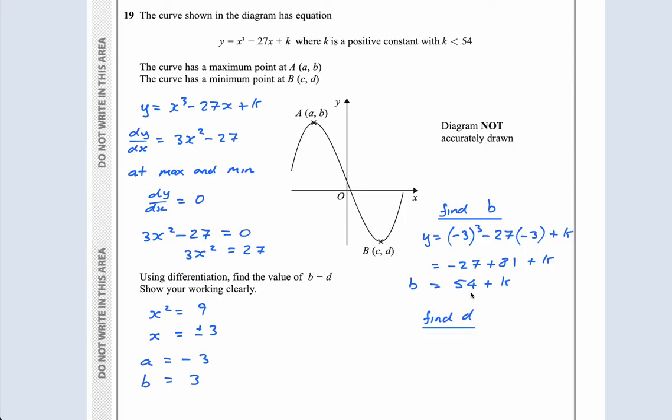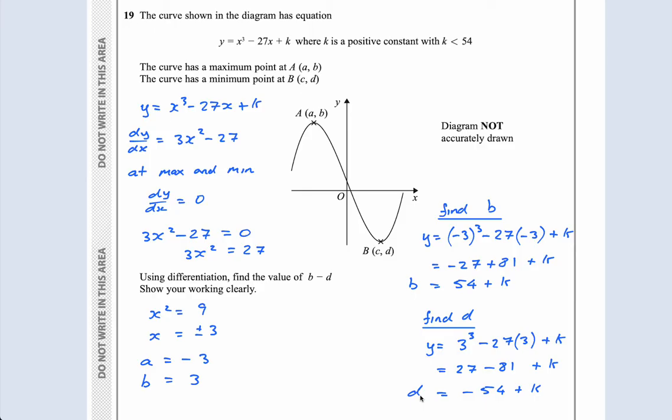Same thing, but this time I'm going to sub in plus 3. So y is equal to 3 cubed, positive 3, minus 27 times 3, positive 3, plus k, which equals 27 minus 81 plus k, which gives me minus 54 plus k. And this is d. Okay, now you may say, but hang on, we don't even know what k is.